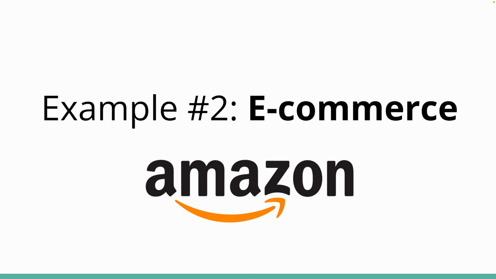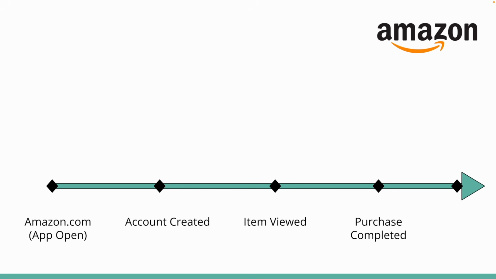For our last example, let's look at an e-commerce product, because e-commerce products are a little different from most other products. Just imagine a site like Amazon. The exposure point is when you arrive at the homepage of the app. And the onboarding success rate is the conversion from beginning to the end of the account creation process.